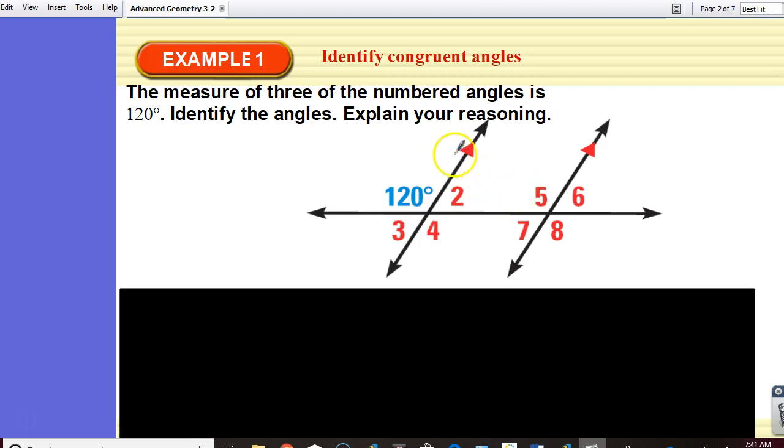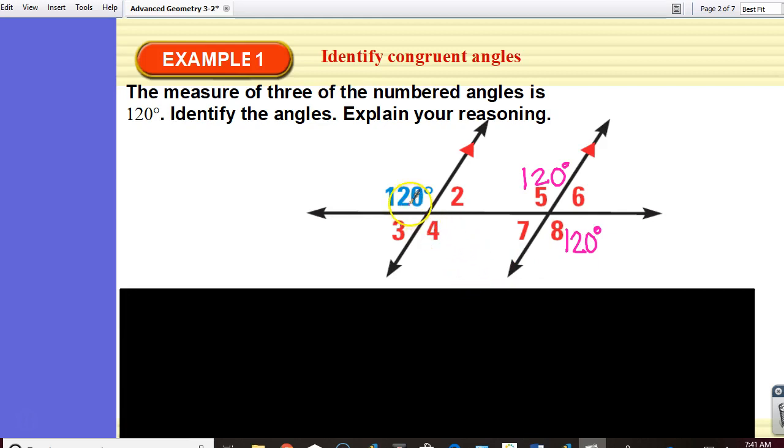These lines are clearly marked parallel, therefore 120 corresponds with who? Same side, same position with 5. So 5 is also 120. 120 is alternate exterior with who? Angle 8. So angle 8 is 120. Why? Alternate exterior angles.